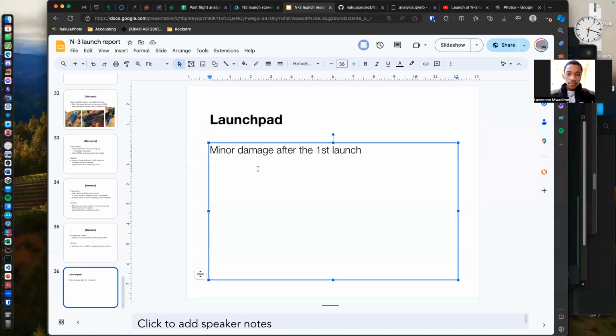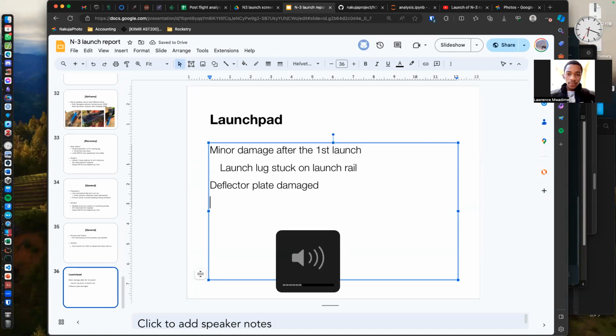During the first launch, we had a lug stuck. The upper lug of the rocket was stuck on the launch rail, and therefore there was a little damage on the rail and we could not use it. We had to turn it over and use a good side of the rail to continue with the other launches. And then, like I said, the deflector plate was also damaged. It was hit the first time with the nozzle that had been ejected, and then the second time with the complete assembly of the SRM, which damaged it completely on one side.